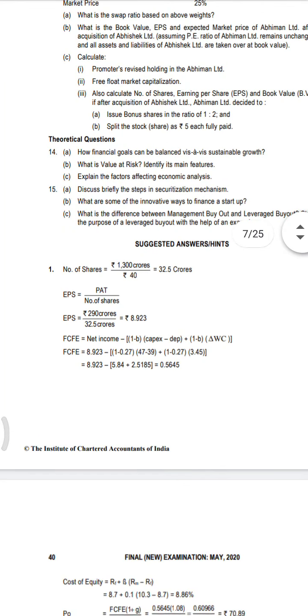How can financial goals be balanced vis-a-vis sustainable growth? What is value at risk? Identify its main features. Explain factors affecting economic analysis. Discuss briefly the steps in securitization mechanism. What are some of the innovative ways to finance a startup? What is the difference between management buyout and leveraged buyout? State the purpose of leveraged buyout with the help of an example.